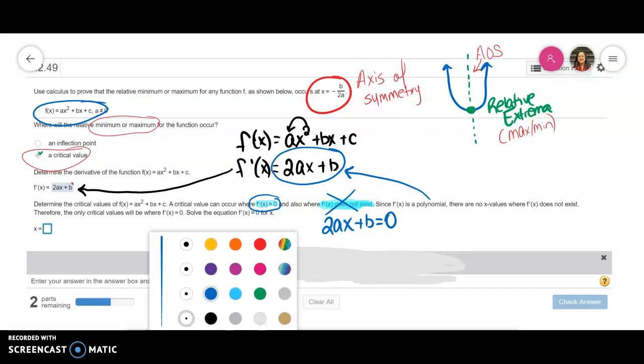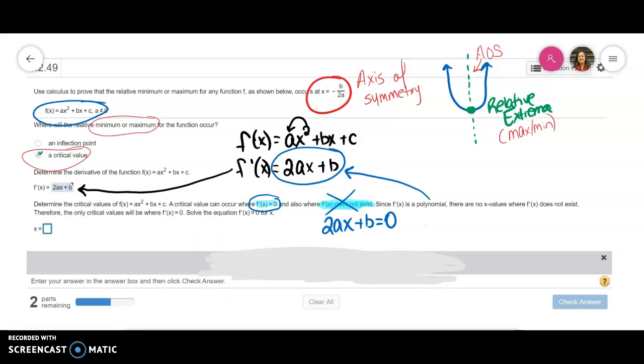So if I want to solve for x, what I would first do is bring that b to the other side. That leaves me with 2ax is equal to negative b. To solve for x, I want to get rid of the 2 and the a. If I divide by 2a, the 2a on the left-hand side simplifies, and it just leaves me with x. And on the right-hand side, that leaves me with negative b over 2a.